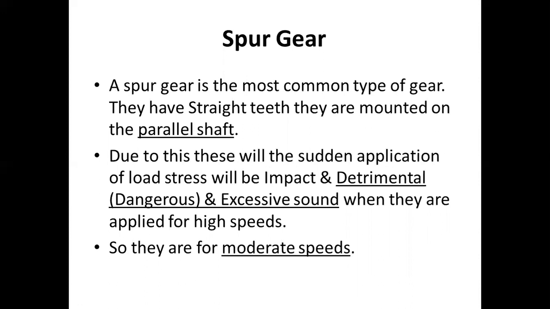Spur gear. A spur gear is the most common type of gear. They have straight teeth and they are mounted on parallel shafts. It's a very important thing. There is a disadvantage: they make excessive sound when applied for high speed, so we are using them for moderate speed.